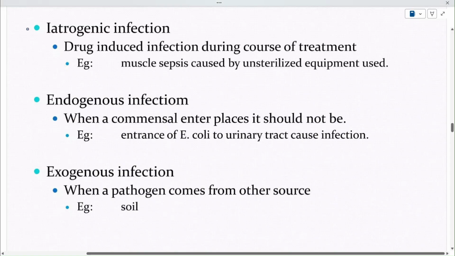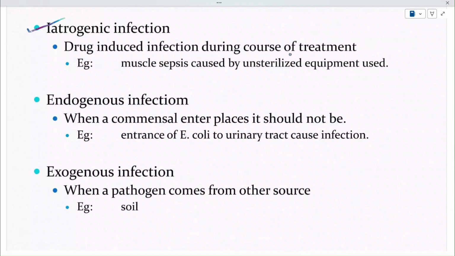Next we have iatrogenic infection. Drug induced infection during the course of treatment. Example, muscle sepsis caused by unsterile equipment used. So next we can see endogenous infection. This is when a commensal enters places it should not be. Entrance of E. coli into the urinary tract can cause infection. So endogenous infection occurs from the patient's own flora.